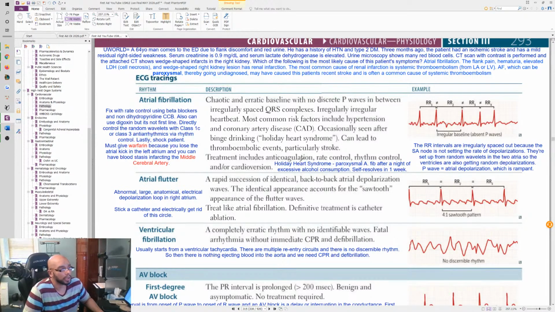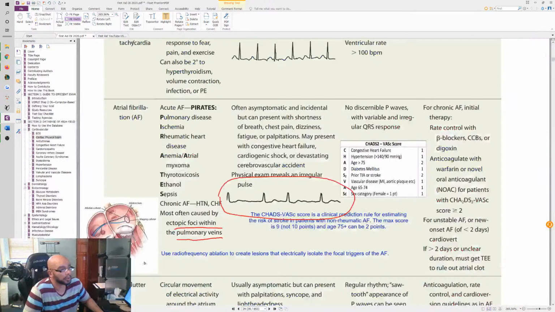And the treatment, they tell you anticoagulation, rate control, rhythm control, and/or cardioversion, which is basically based off of the ABCD stuff. Right, so pulmonary veins, definitely want to make sure you remember that. They go on to tell you often asymptomatic and incidental, but can present with shortness of breath, chest pain, dizziness, fatigue, or palpitations. Generally speaking, most patients will come presenting with chest pain and palpitations. May present with congestive heart failure, cardiogenic shock, or devastating cerebrovascular accident.